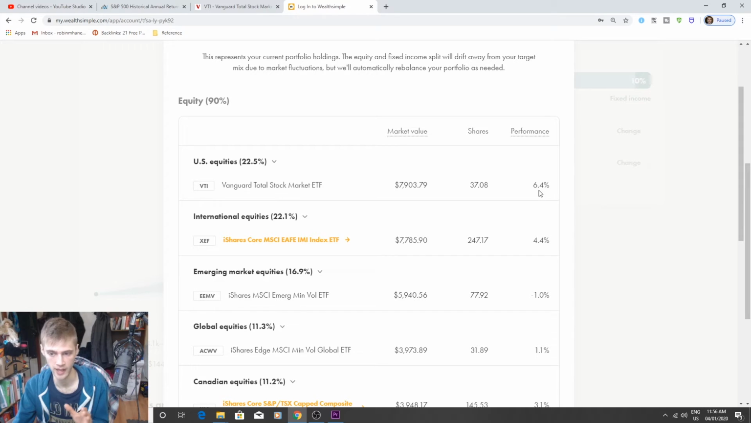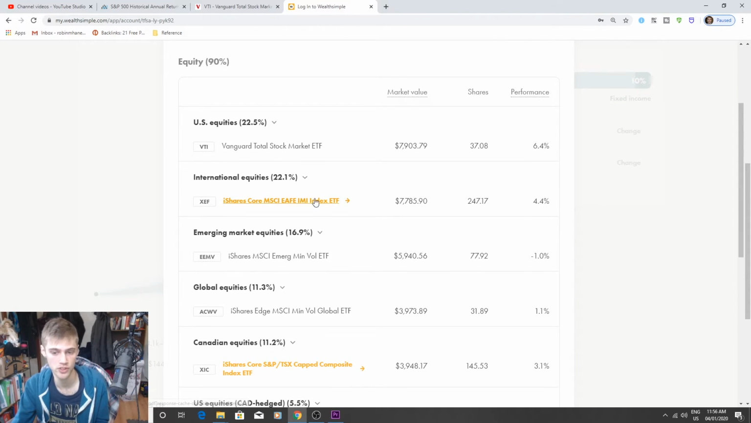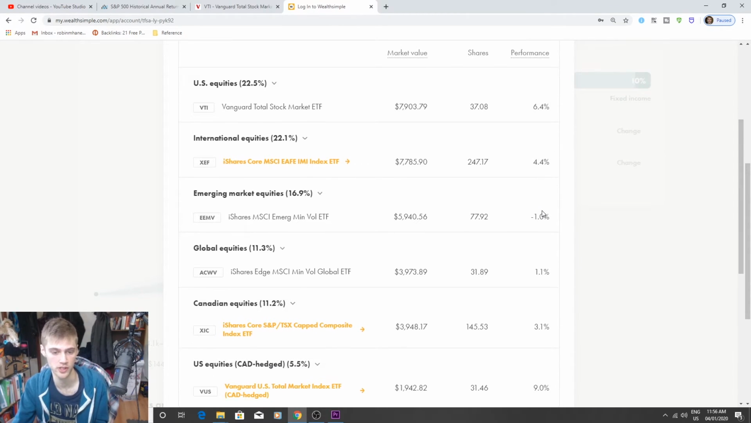2019, I had a performance of my VTI stocks grew by 6.4%. That's my American stocks, pretty solid. My foreign stocks grew by 4.4%. Not too bad, not an amazing year, but not too bad either.